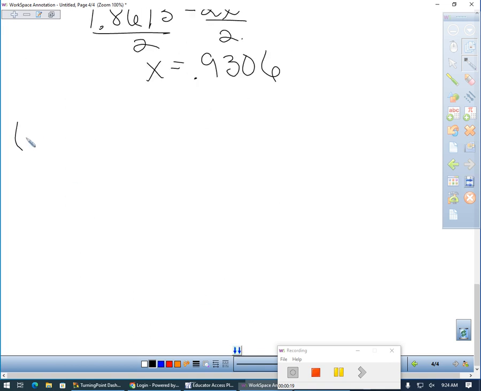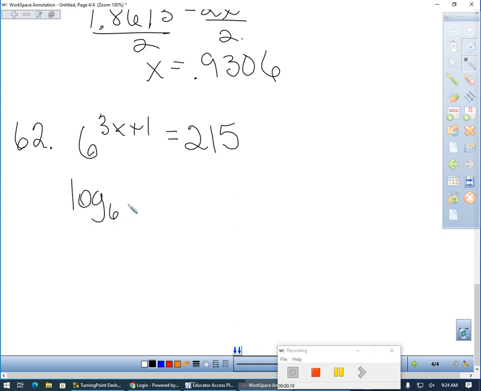Number 62. For number 62, we have 6 to the 3x plus 1 equals 215. So again, I need to change this into log. So this is log base 6 of 215 equals 3x plus 1. Going to my calculator.